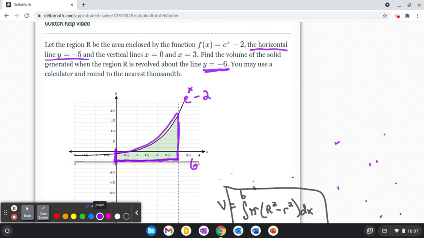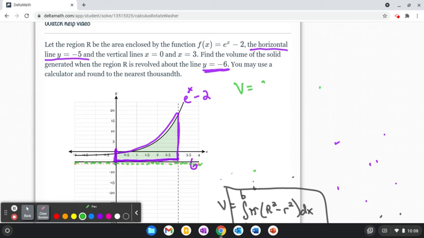This is our axis of revolution, which is the line y equals -6. So here's what we're revolving around. And you'll see again, there is a little gap from the axis of revolution to where we're starting our area, and that's what creates the hole. All right, so let's go ahead and set this up.